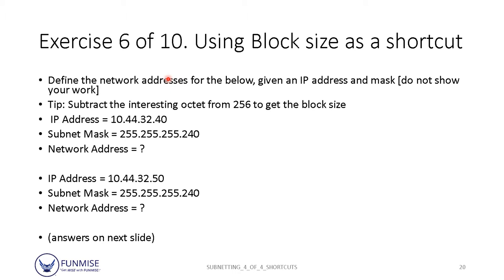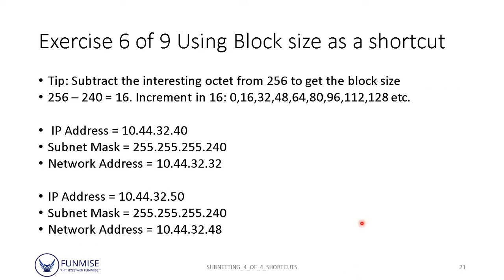So in this case, given this IP address, this subnet mask, what is the network address? Likewise, given this IP address and subnet mask, what is the network address? Because we know about finding this block size, we should be able to do this a lot more quickly now. We can subtract the interesting octet from 256 to get the block size, and we say here 256 minus 240 equals 16. So we'll increment by a block size of 16, and boom, boom, boom, incremented by 16.